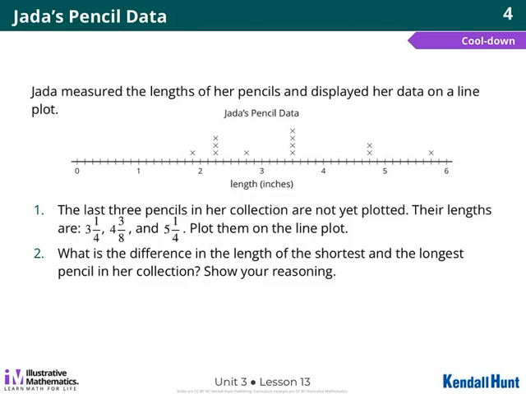Guys, this is the cool down for Unit 3, Lesson 13.